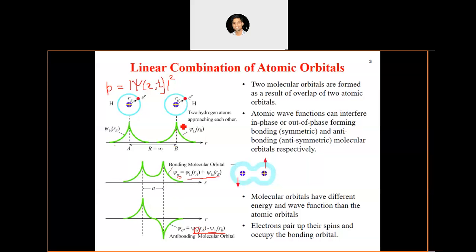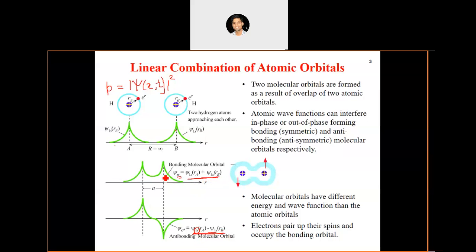We can also say actually that there are two atomic orbitals which are coming together and they are interacting with each other, because there will be one atomic orbital with one hydrogen, and another atomic orbital with another hydrogen. So these two atomic orbitals are coming together and interacting with each other, right? And they can interact in two different ways. One is in phase, another one is out of phase, right?